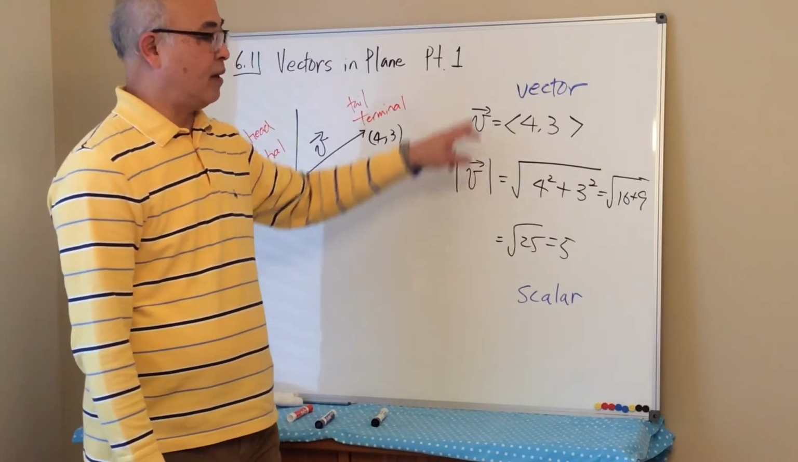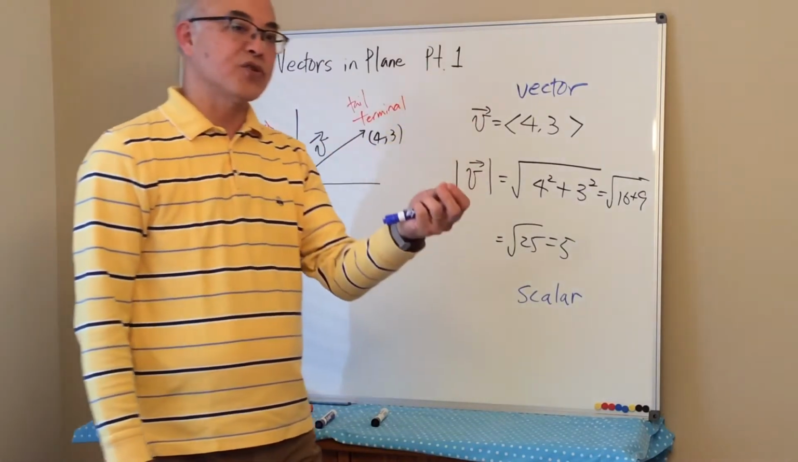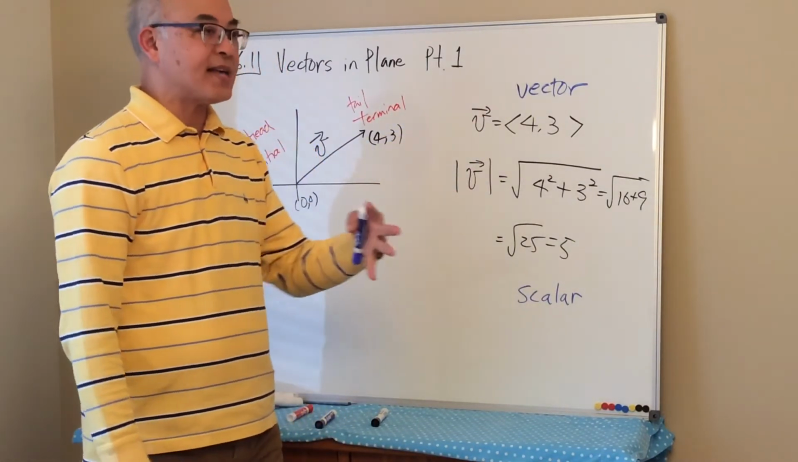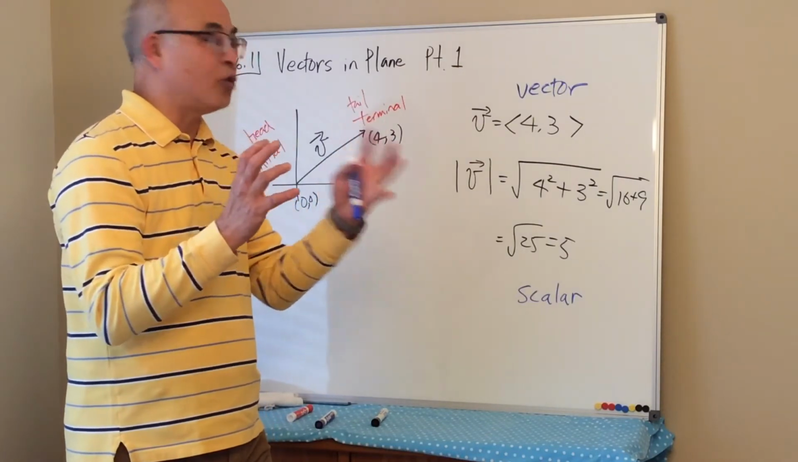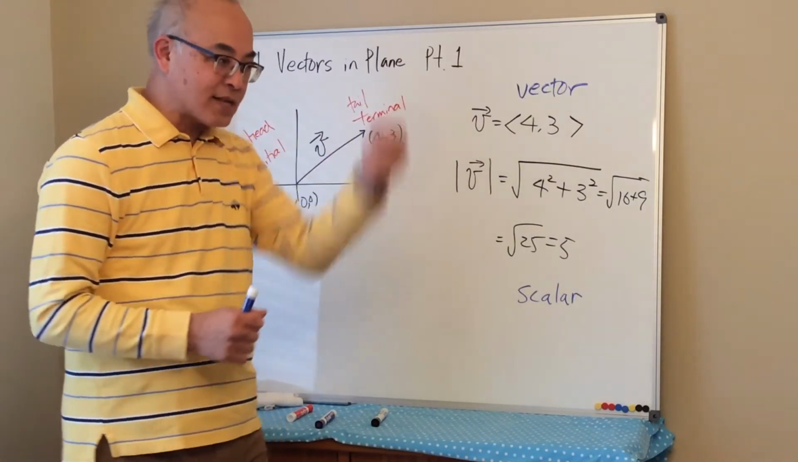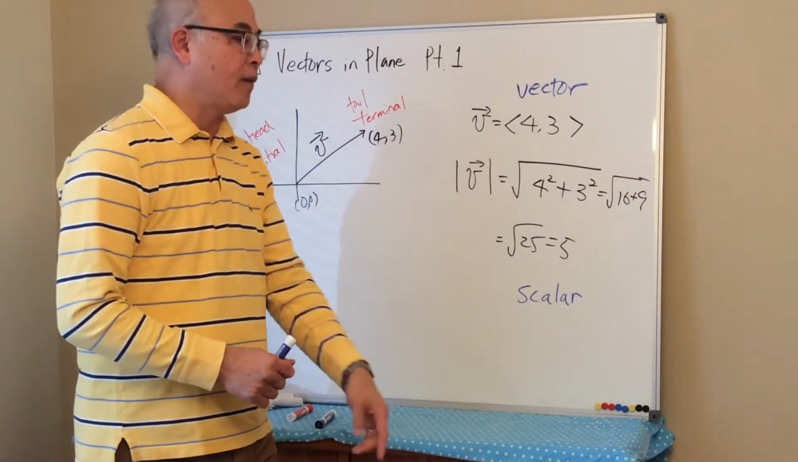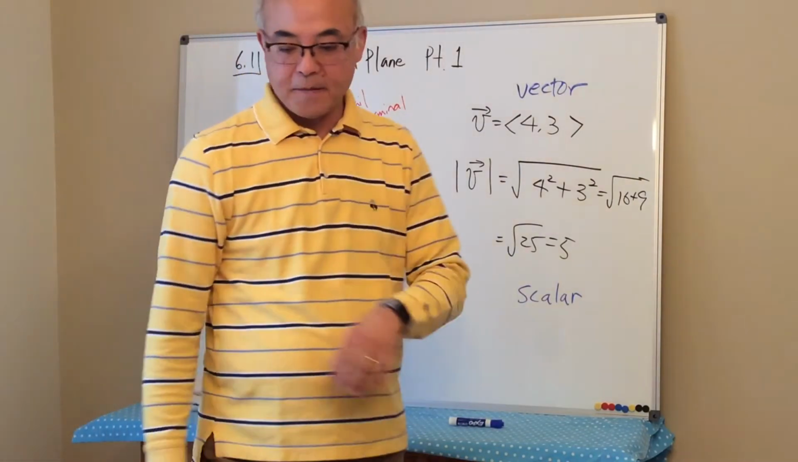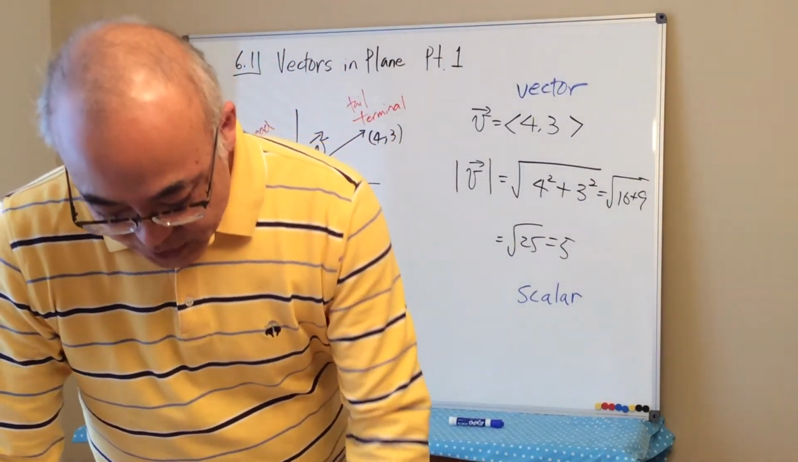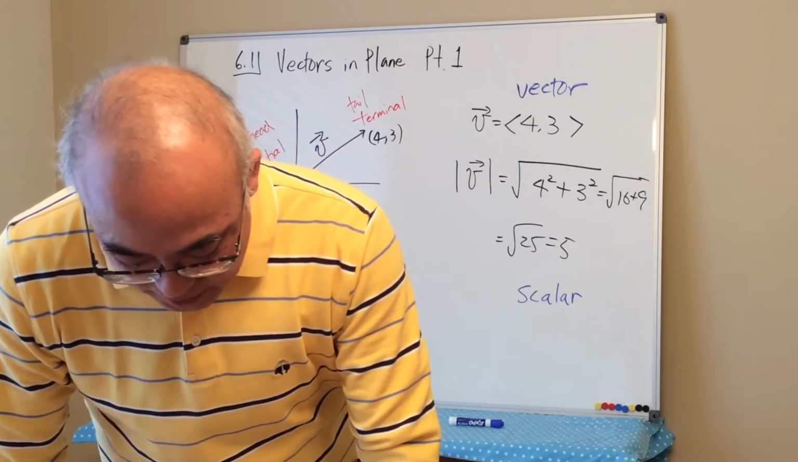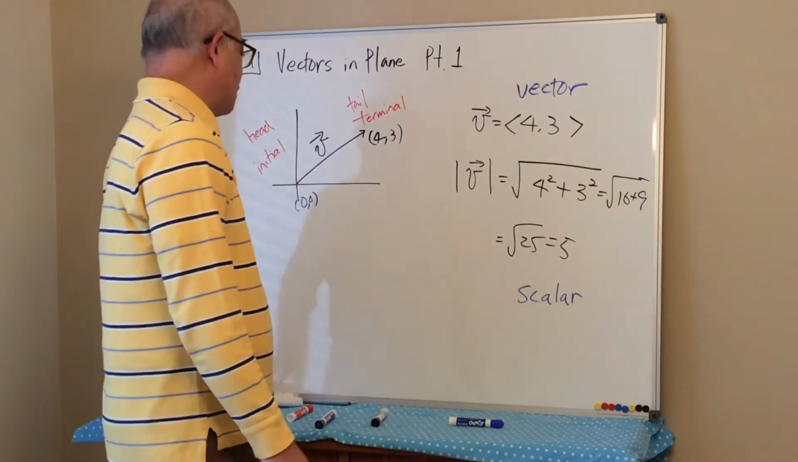It is like mass versus weight. Mass is just a mass. It has no direction, whereas weight actually has a direction because it's going down to the center of the earth. All right, so that's how you find the magnitude. Let's see if we can do example number 2 here.